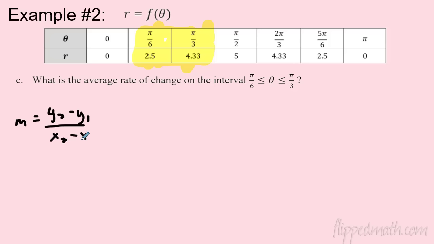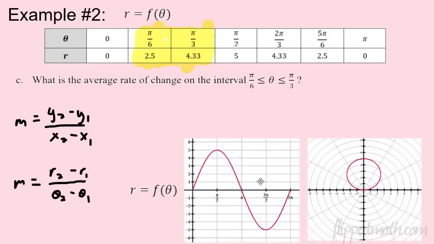But what is this in polar coordinates? It's different now, isn't it? What is y? Well, it's like x and y, but we're now talking about r. We're talking about r2 minus r1 over theta 2 minus theta 1. But it's the same idea here. So that's pretty cool. So we're going to find the slope of the line. I went ahead and, spoiler alert, here's what the f of theta really is. Here's what r is.